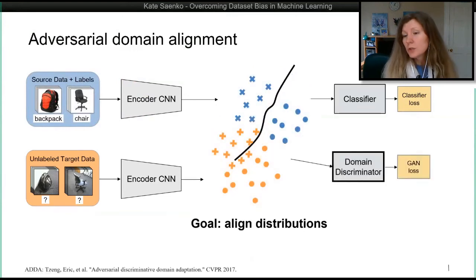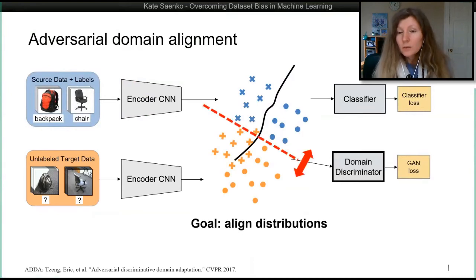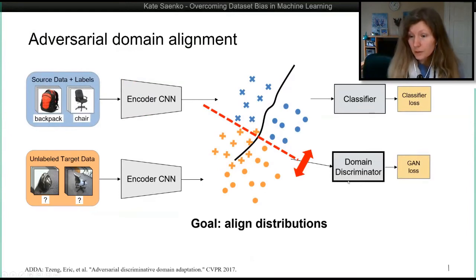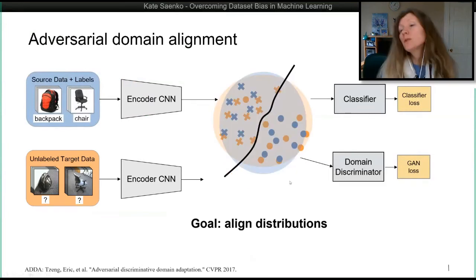Well, a very standard approach is to add another piece to the neural network, which we call the domain discriminator. This is just a classifier that tries to assign a domain label to these input examples. And if we train it with a GAN loss, with an adversarial loss, essentially, then we iterate between the domain discriminator trying to separate the distributions. And then in the next step, we update the encoder in such a way that it can fool the discriminator. So the discriminator's accuracy goes down. And in the process, the encoder learns to align the two distributions so that if everything goes well, the discriminator cannot tell the difference between the domains, and these features have become domain invariant, essentially.